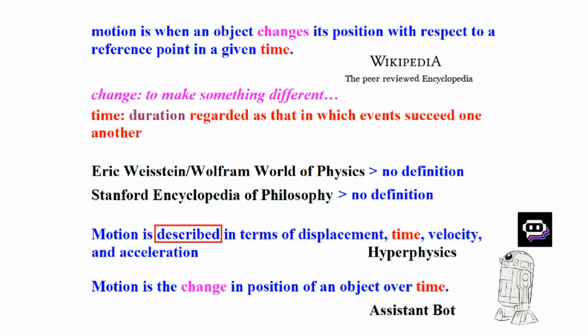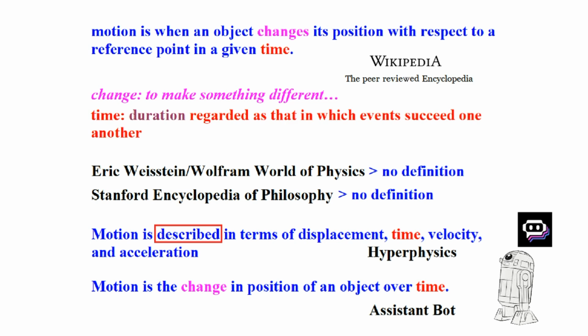It says motion is when an object changes, right? And it talks about time. That was from Wikipedia. Look up change, you look up time, and it turns out they involve motion. Okay? You go to Wolfram World of Physics, they have no definition of the word motion. They already start with types of motion. And the same thing for Stanford Encyclopedia of Philosophy. If they send you to a philosopher and say, hey, go find out from the philosophers what you mean by motion, they have no definition either for the word motion.